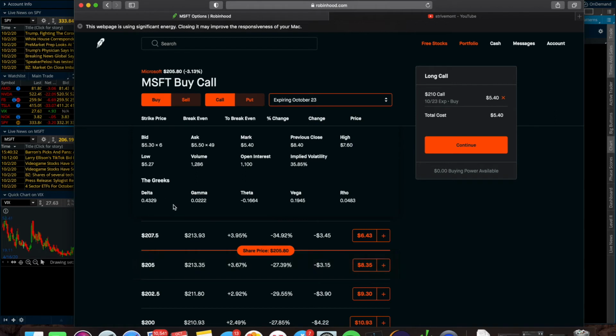Now we've got a delta of 43 right now, so basically every dollar Microsoft makes, we make $43 on our contracts. Now as we get closer to the strike price, the delta starts to go up, so we make more money. But as we get closer to the expiration, the theta as well starts to go up, so value starts to go down a bit.